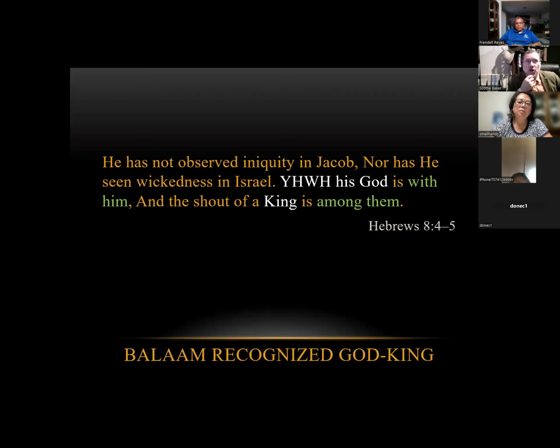iniquity in Jacob, nor has he seen wickedness in Israel. Yahweh his God is with him, and the shout of a king is among them. How would Balaam know that Yahweh his God was with him and a king was among them, unless he looked down and saw the sanctuary and recognized what looked very much like an Egyptian military camp, with the way the Hebrews were all camped by their armies, and the sanctuary in the middle looking very much like the center part of an Egyptian camp with Ramses, the way Ramses had it. And he looked down and said, I know exactly what it was.